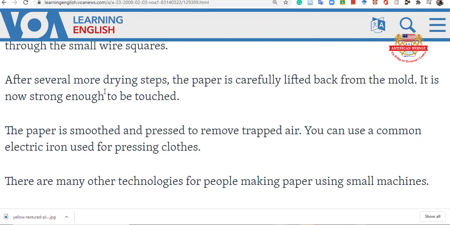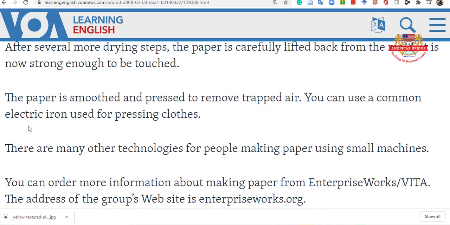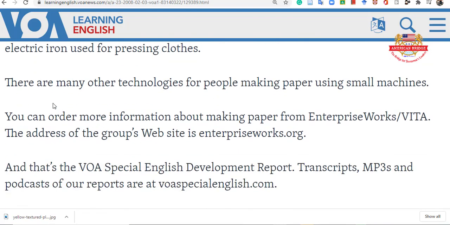After several drying steps, the paper is carefully lifted back from the mold. It is now strong enough to be touched. The paper is smoothed and pressed to remove trapped air. You can use a common electric iron used for pressing clothes. There are many other technologies for people making paper using small machines.